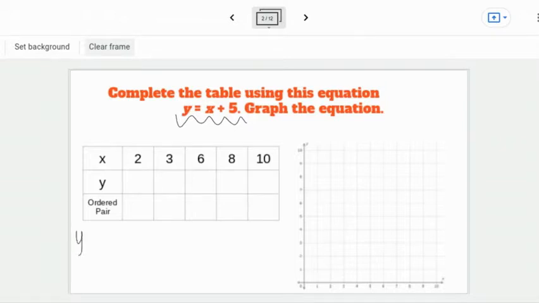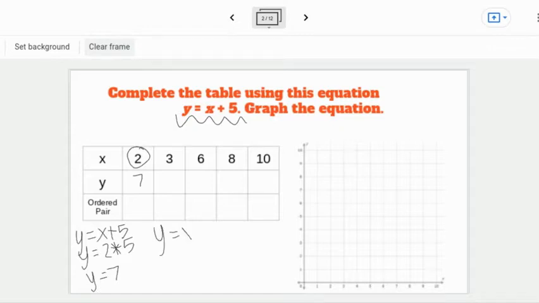So y equals x plus 5, and our first x is a 2. So we plug it in. y equals 2 plus 5. 2 plus 5 is 7. So when we put a 2 into our machine, we get out a 7. Okay, we're going to do the next one.